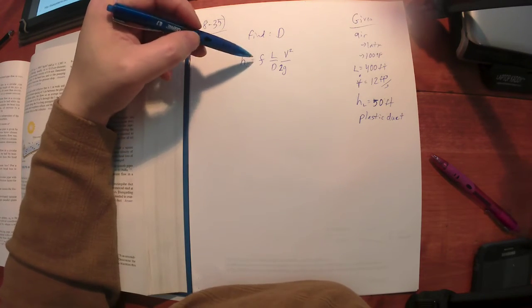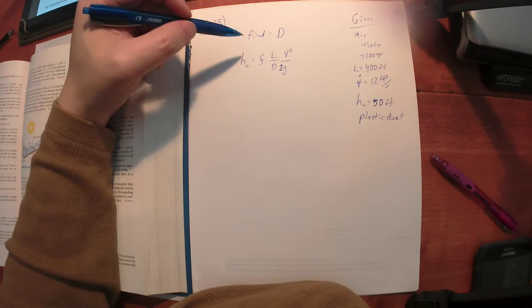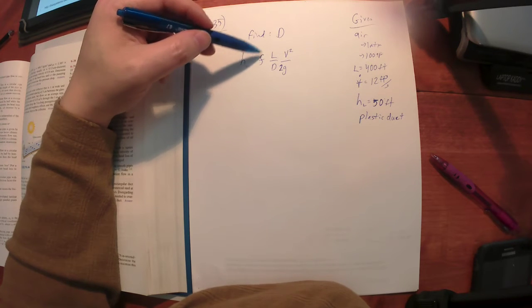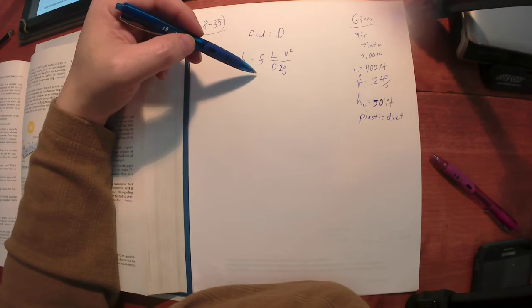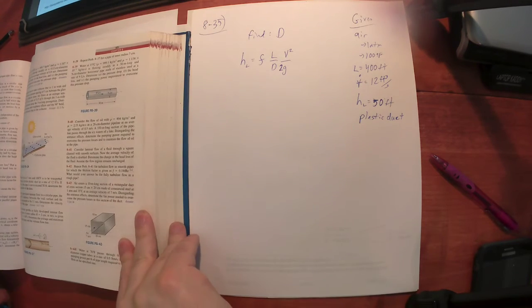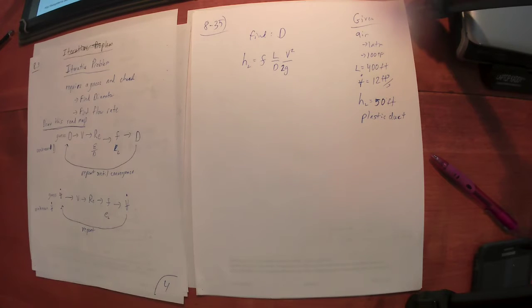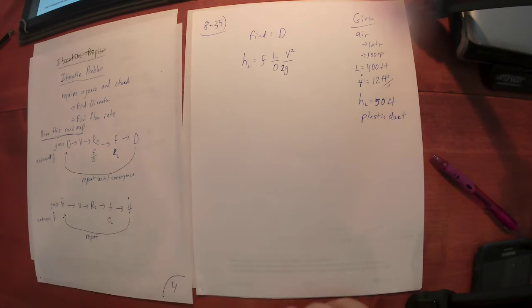So how do we use this head loss? Well, here's what the head loss represents. Can we find these other quantities? Well, if I can estimate diameter, then yes, I can find all these other quantities. So I'm going to need a guess and check method to do that. So this is what I'm looking at.